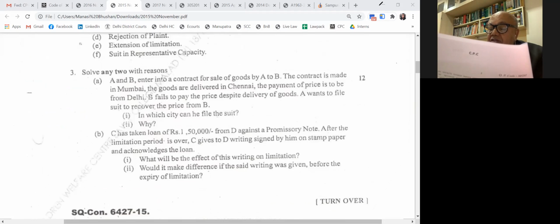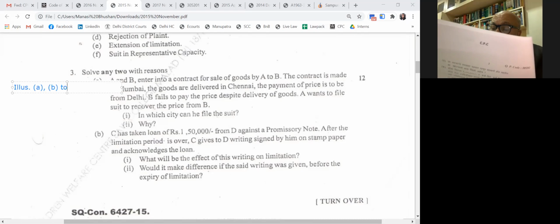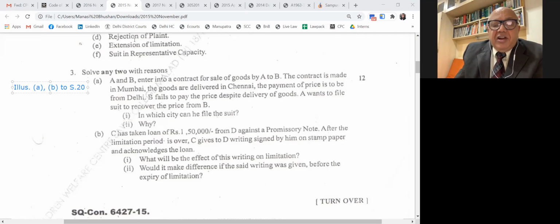The answer is illustrations A and B to Section 20. He can file the suit either where the cause of action accrued, that is Mumbai, or where delivered, Chennai, or in Delhi. So under Section 20, you have learnt: where the defendant resides or the cause of action accrues. If the defendant is not residing there, and the cause of action accrued there, leave of the court must be obtained under Section 20 of the CPC. If it is in the High Court, under Clause 12 of the Letters Patent. Okay. Then B.